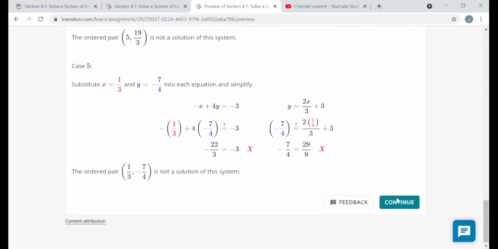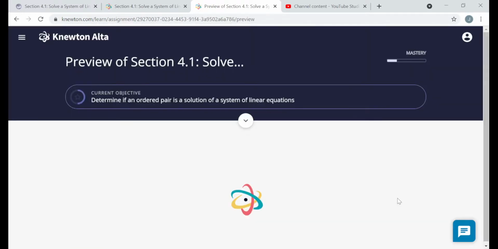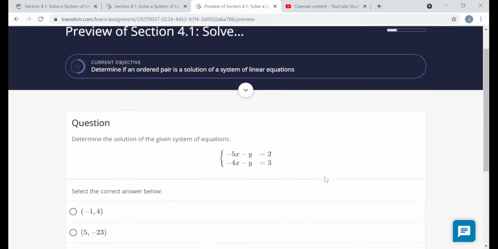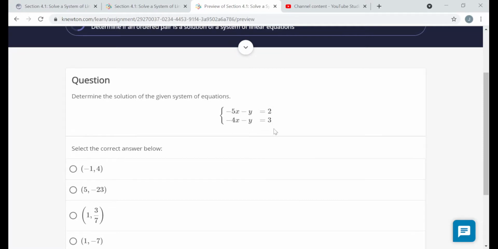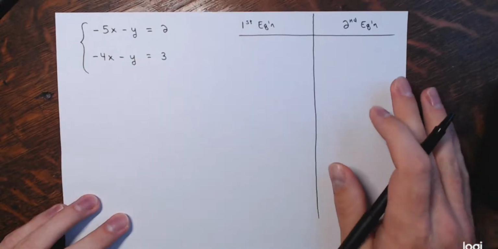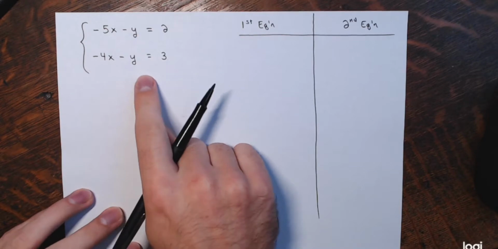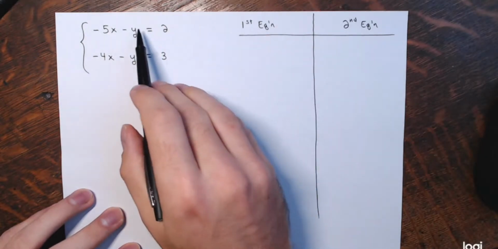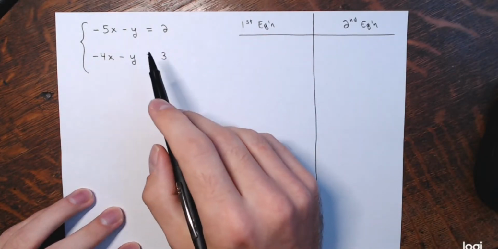All right, same thing. Next example, I believe, will be on the same objective, and it is. So once again, we're given a system of equations involving x and y, two variables, two equations, and we're trying to determine which of these ordered pairs would satisfy the system. So once again, I'm going to write this out. Okay, so here's the system. And I'm going to do two columns again, first equation, second equation, where the first equation is the top equation, the second equation is the bottom equation.